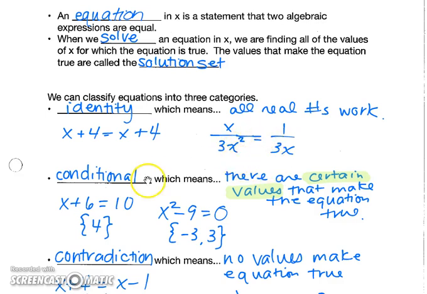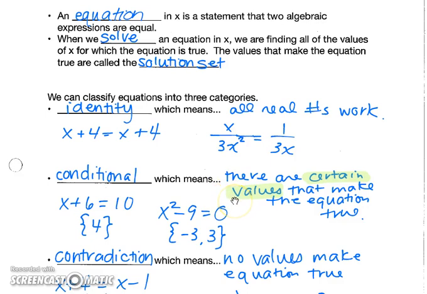A conditional, that's the one we see a lot. Certain values make the equation true. Probably 1, maybe 2, depending on what you're looking at. As we get up into cubics, quartics, we're going to be looking at 3 and 4 values that make the equation true, but it's a conditional. It works under certain conditions.